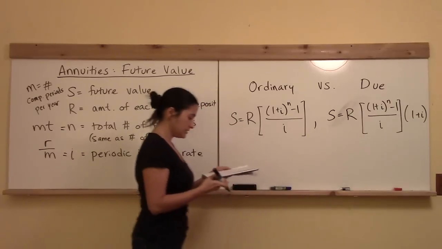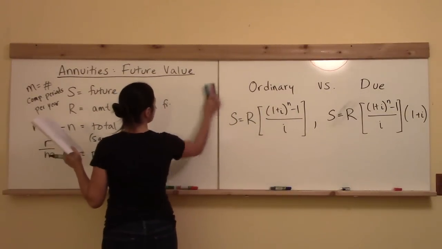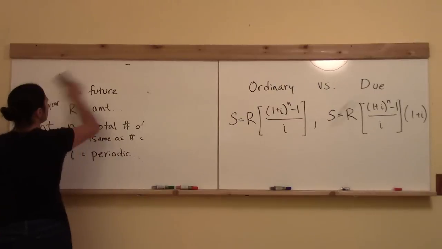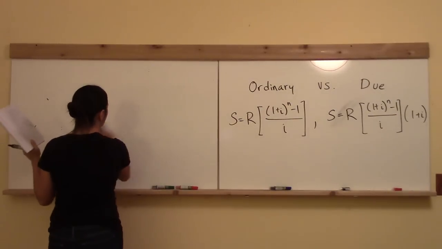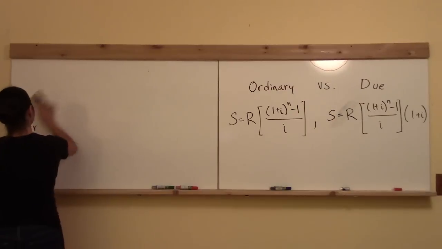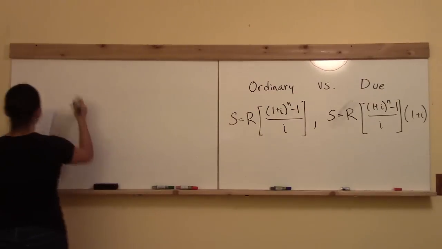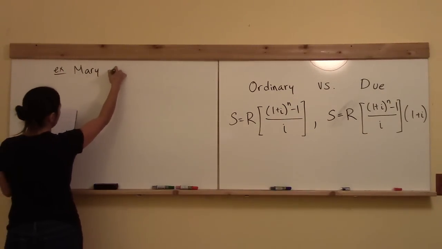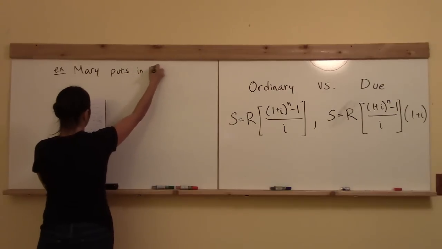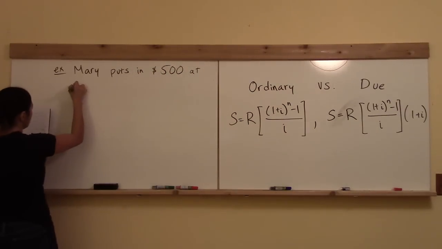So let's see how these work. Let's put this into action with some questions that are going to ask you for future values. I'll also show you how to do it backwards. I'll show you how to do solving for time problems and mix it in with a little general compound interest problems. So for my first example, let's call her Mary. She's going to put in $500 at the end of each month.